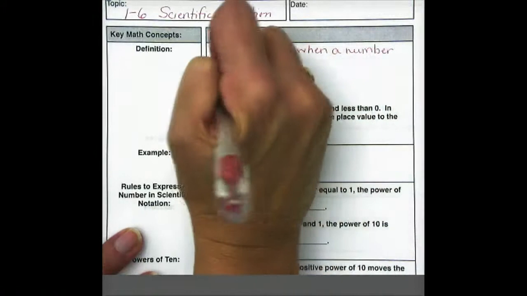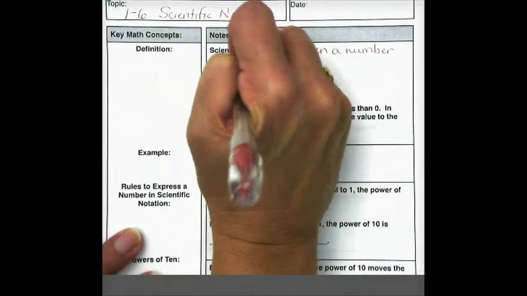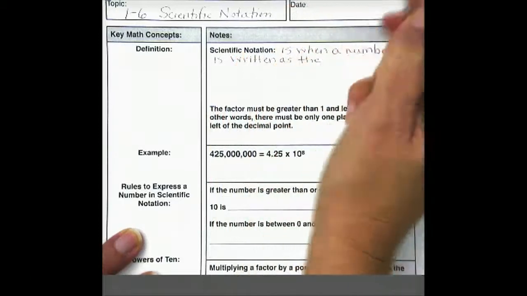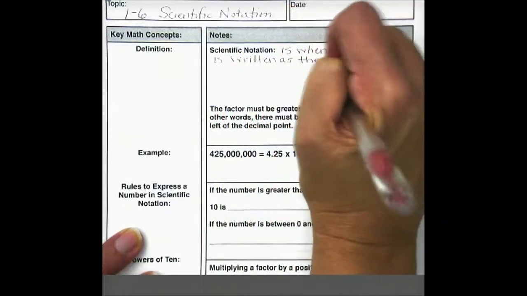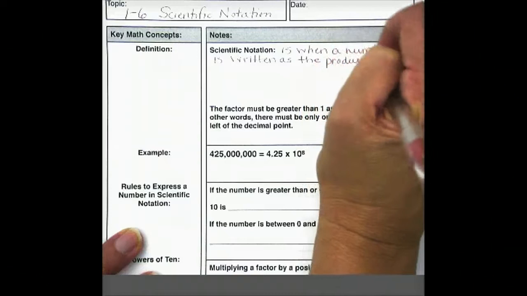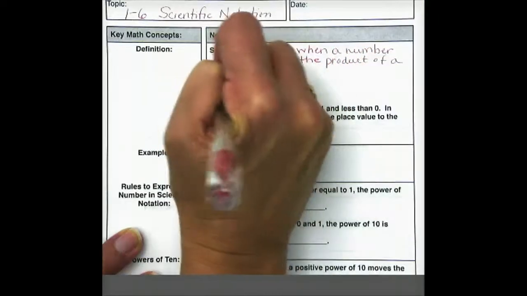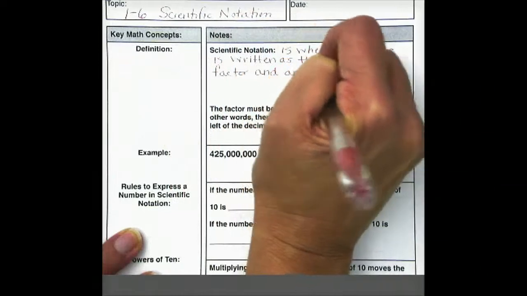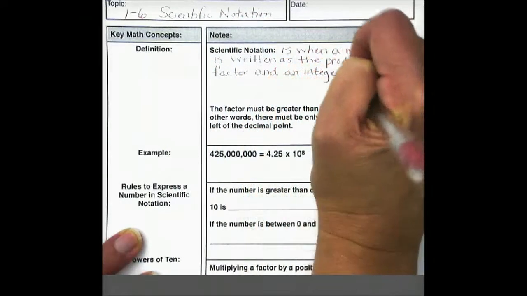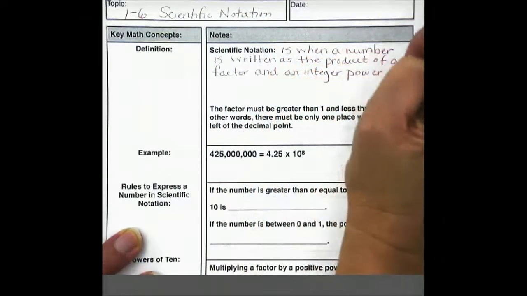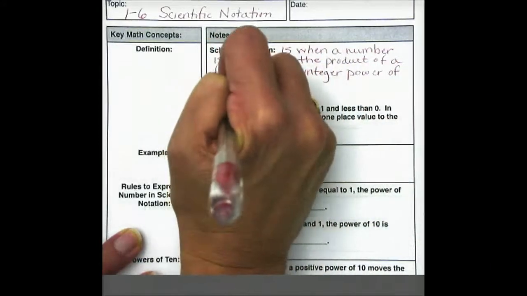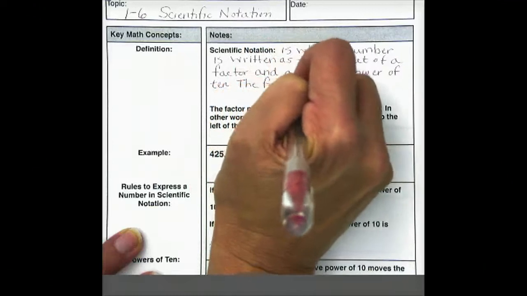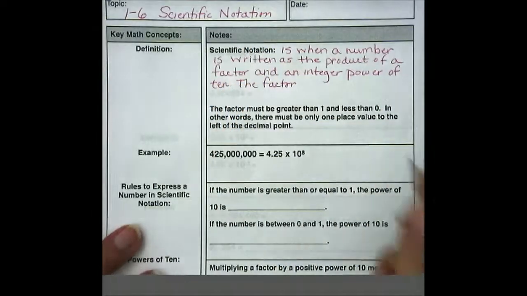is written as the product of a factor and an integer power of 10, and remember that the factor must be greater than or equal to 1 and less than 10.